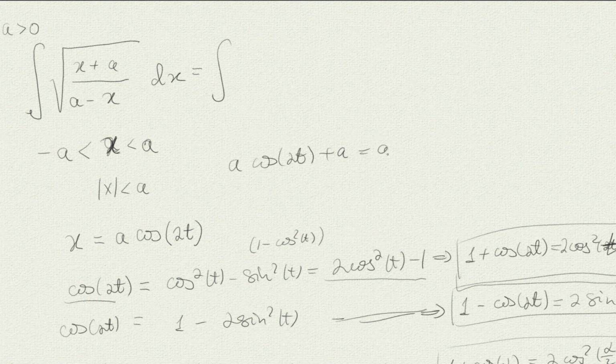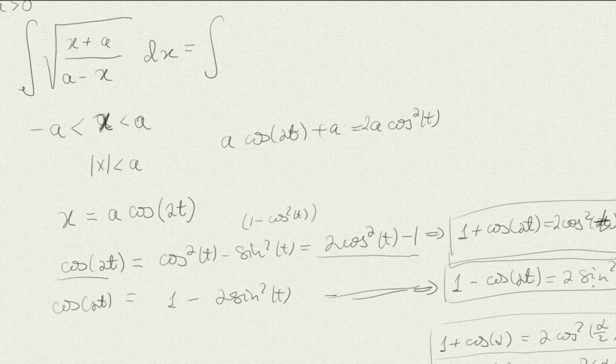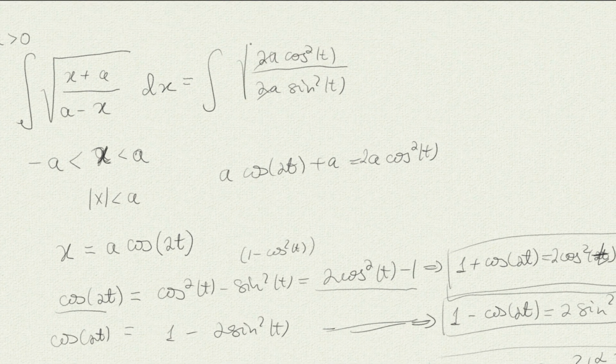we can take a outside here, and basically we're going to have 1 plus the cosine of the double angle. So it's going to be twice the cosine squared of t. And similarly downstairs, by the same argument, we're going to have a minus the cosine of the double angle, so we're going to have sine squared, and this is particularly nice because we're taking the square root. So what we're going to have upstairs is 2a cosine squared of t, and downstairs we're going to have 2a sine squared of t. And note how this is being reduced nicely, and we have the square root.